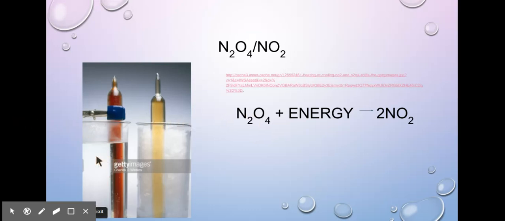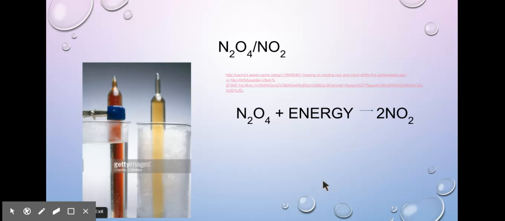When I put it in hot water, which is going to happen tomorrow, the more hot water I put in there, I've suddenly increased the amount of energy. The system is going to try and use up that energy going back that way. Now, when it's using up the energy, at the same time as the energy is going, so is the dinitrogen tetroxide, and it's becoming nitrogen dioxide, which is that brown gas, and it becomes much more intensely brown, as you can see there.